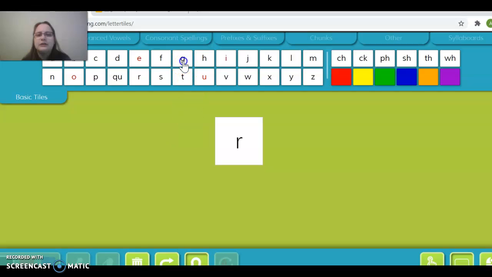Our last one is the GR blend. We know that G says guh and R says rr, so we know it's grr, kind of like a monster saying grr or a dog growling. So let's say that all together. 3, 2, 1, grr. Good job, friends.